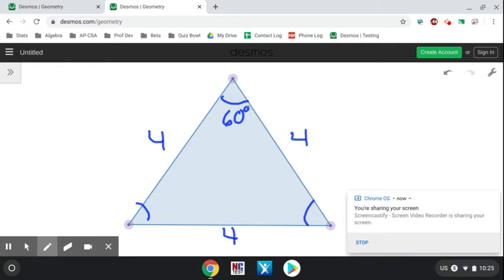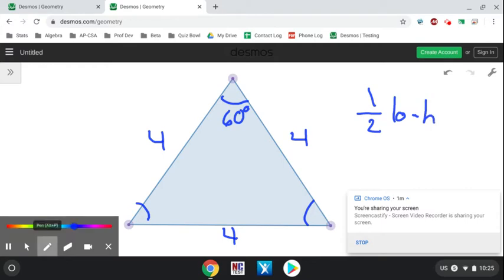Now to find the area of this triangle, area of a triangle is 1/2 base times height, because the base times the height is the area of a rectangle. A triangle is pretty much half of a rectangle, so 1/2 base times height. So I'm going to need to find the height of this triangle. I'm just going to draw a red line straight down the middle to represent the height.